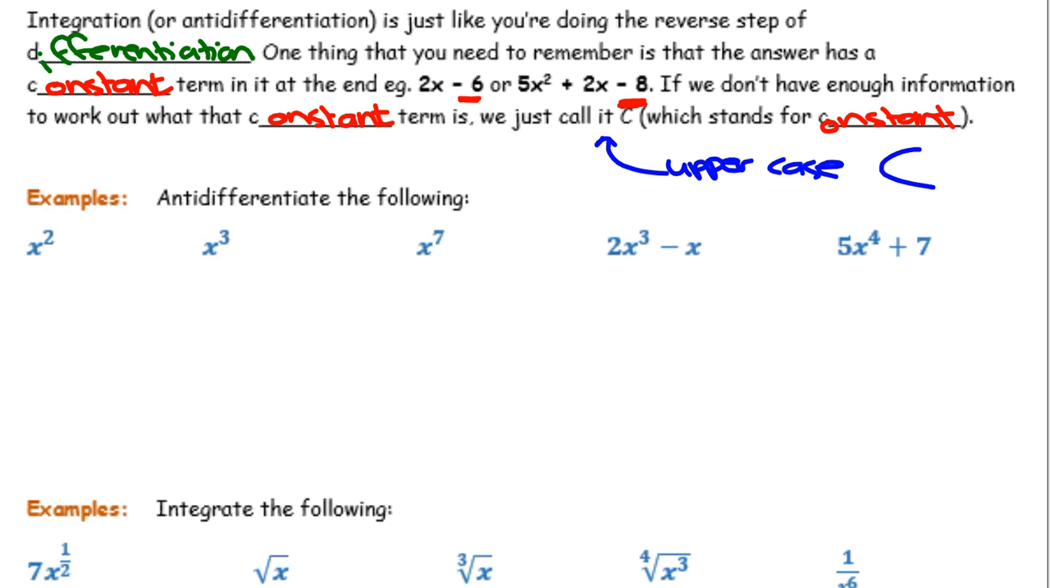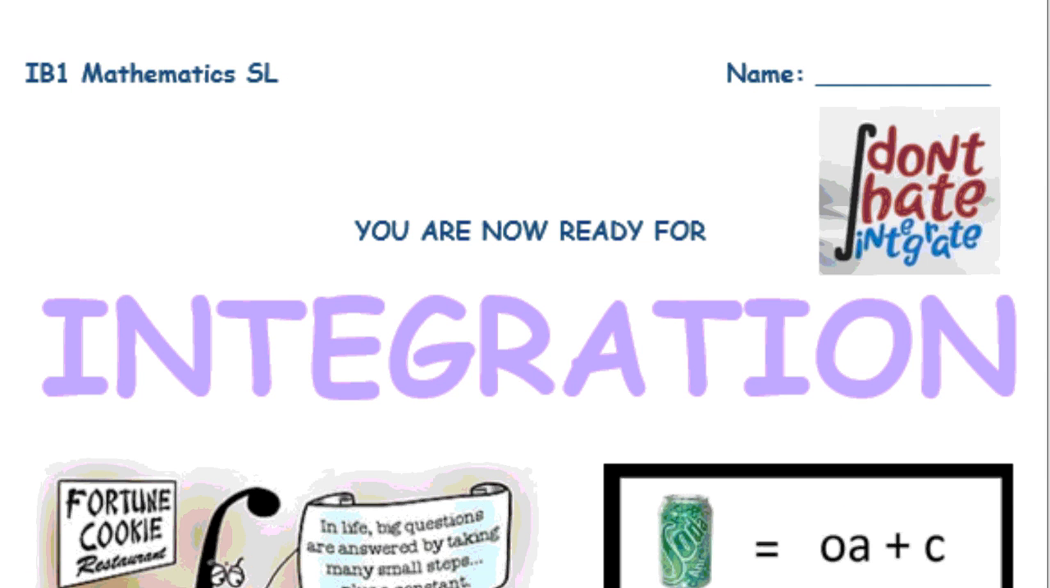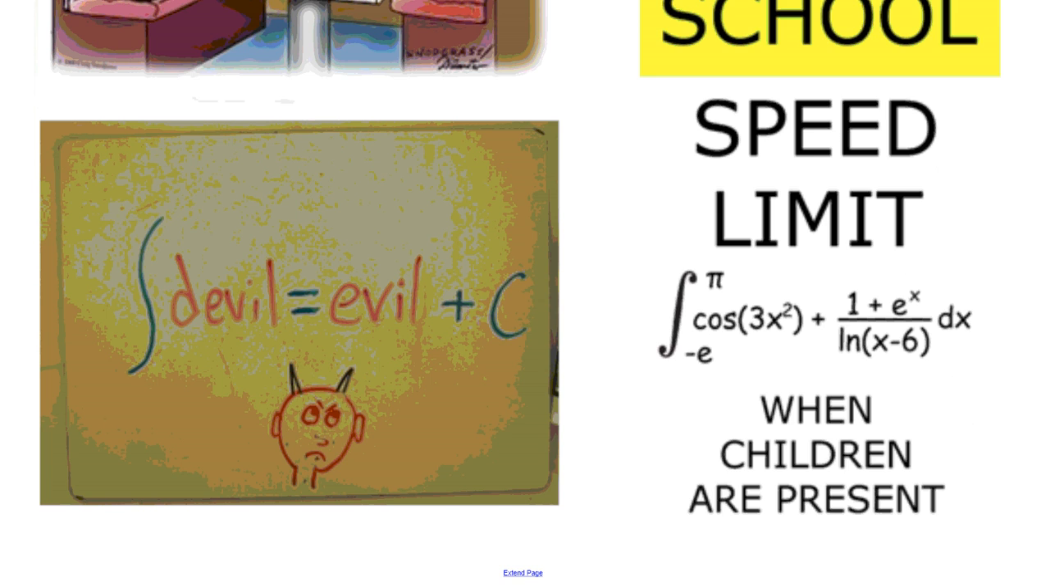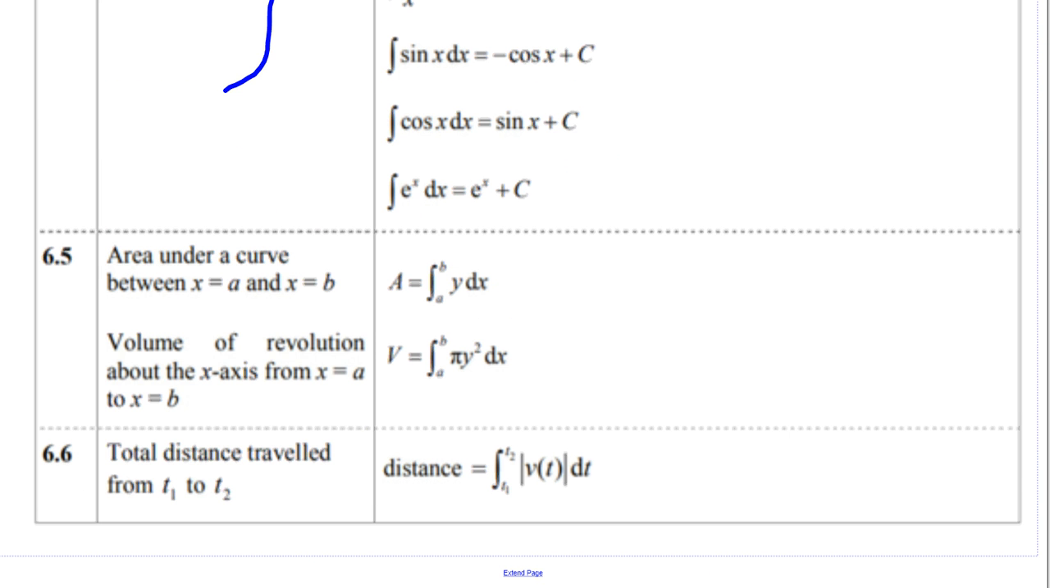Okay, so we call it C. Notice it's uppercase C. As I said, in Australia we would have to use lowercase c, but here they use uppercase. When I first had to teach this years ago, I saw on the formula booklet: oh look, uppercase C.